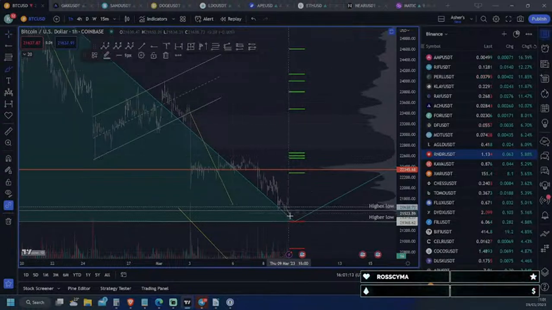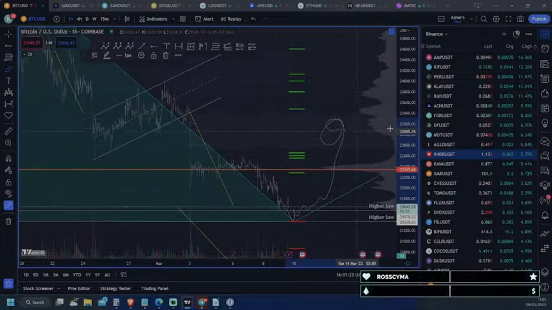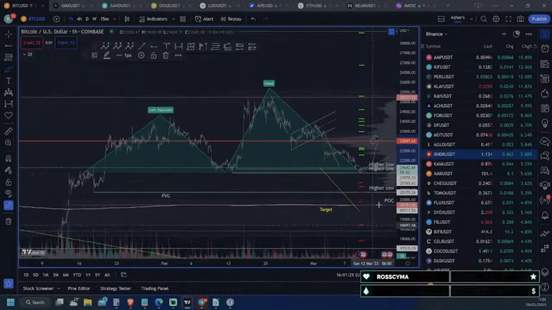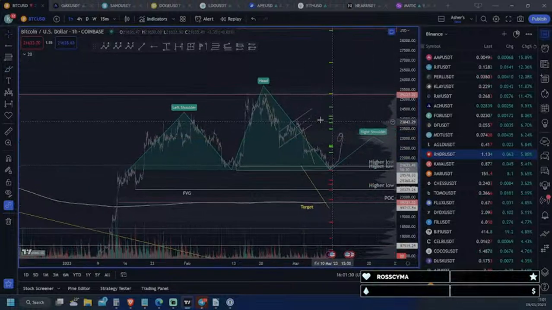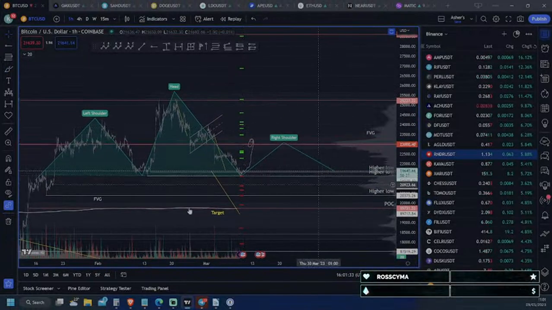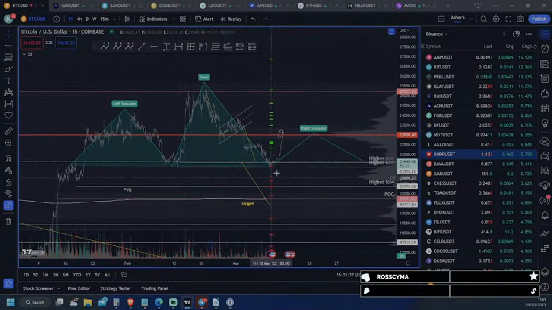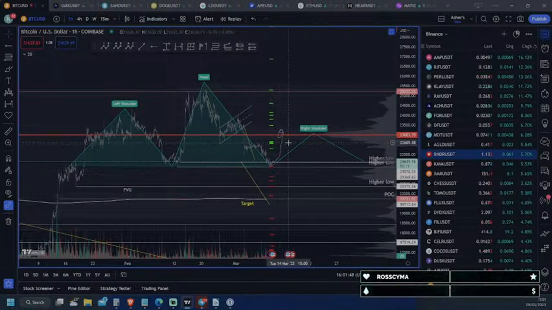so we could have some kind of movement like this down to the lows, up, consolidate, and then expansive move up, fill this fair value gap up until the point of control, which is here, and then that could be the right shoulder, which would mean that we're in for a pretty big move to the downside. And the head and shoulders target is down here at 19,800.